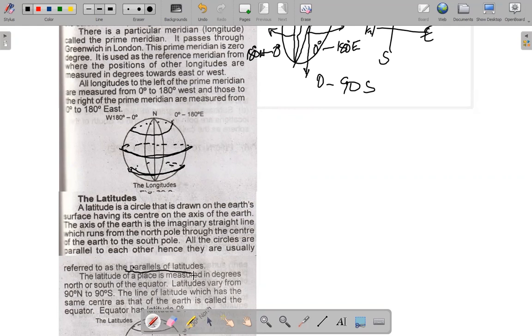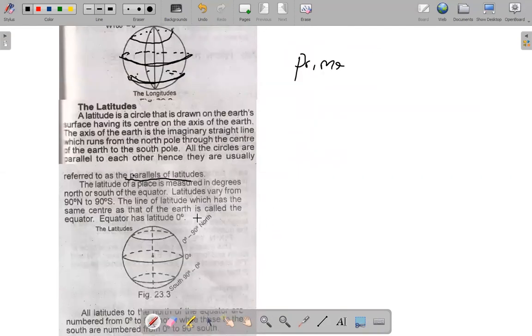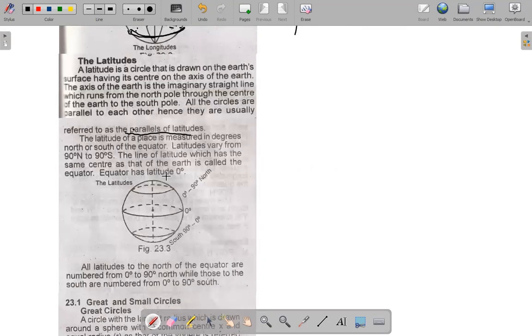The latitude of a place is measured in degrees north or south of the equator. So in this case, the equator is a reference point, just like the prime meridian is a reference point when we talk about the lines of longitude. The line of latitude which has the same center as that of the Earth is called the equator. This middle one here, the equator, has a latitude of 0 degrees.